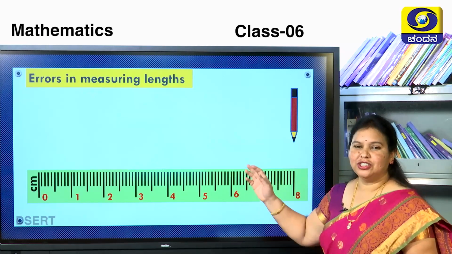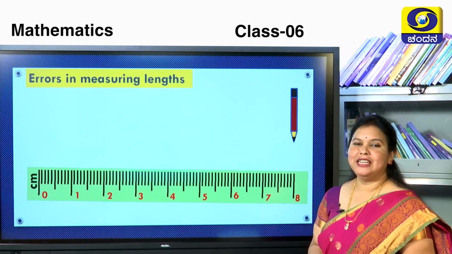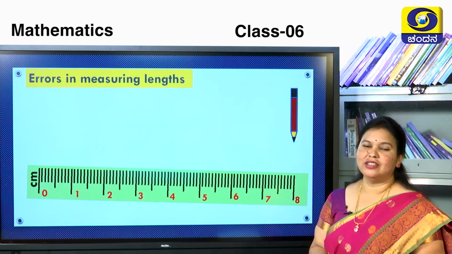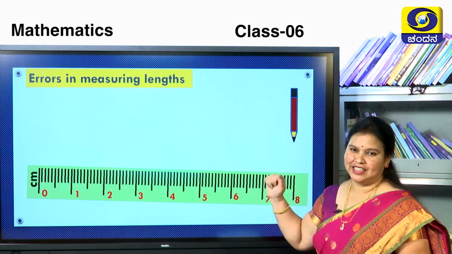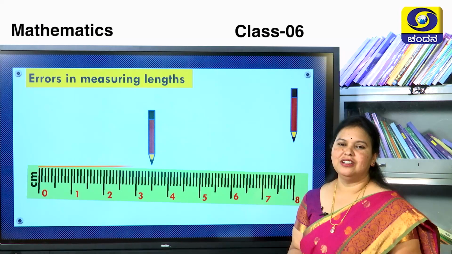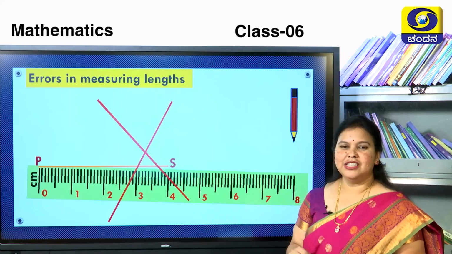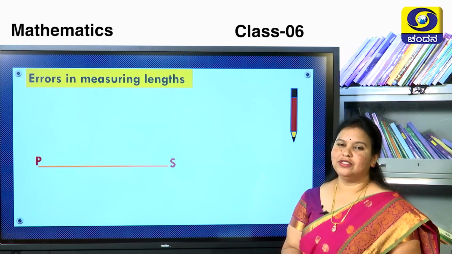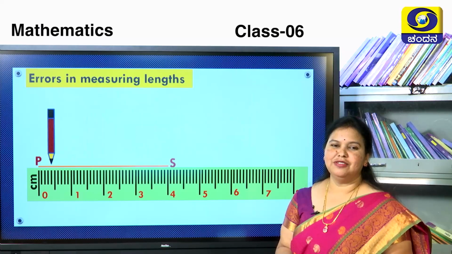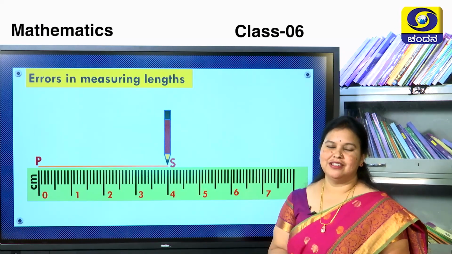Children, you observe the ruler in this picture. Sometimes we place it slantingly. So the measurements can go wrong if the ruler is not placed right, isn't it? So if we draw a line from this position, we will get a wrong measurement. This method is not correct. So what do we have to do? We have to place it properly. Then we have to draw a line, so we will get the correct measurement, isn't it?